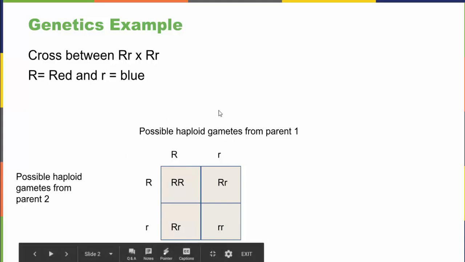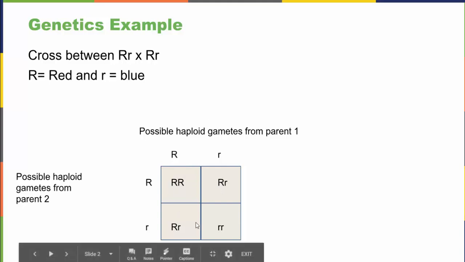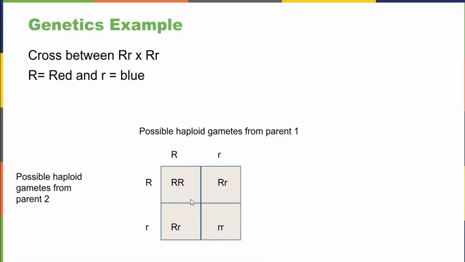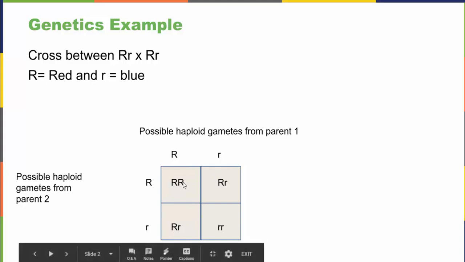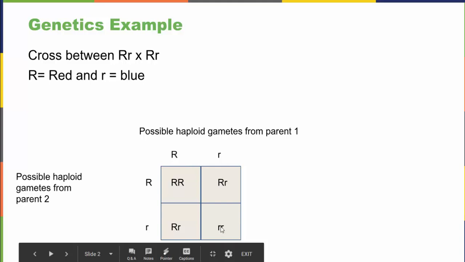So hopefully you got that far, and then the question was, what types of genotypes and phenotypes are we going to get from this? You have to look at each of these boxes, and this is the genotype written in the box, so that's easy. Out of 4, 1/4 of them, or 25%, are going to be big R, big R. 1/4, 25%, are going to be little r, and then half, 2 out of 4, are going to be big R, little r.